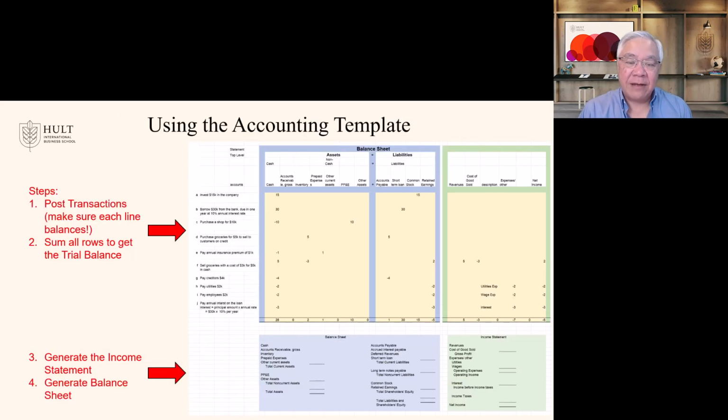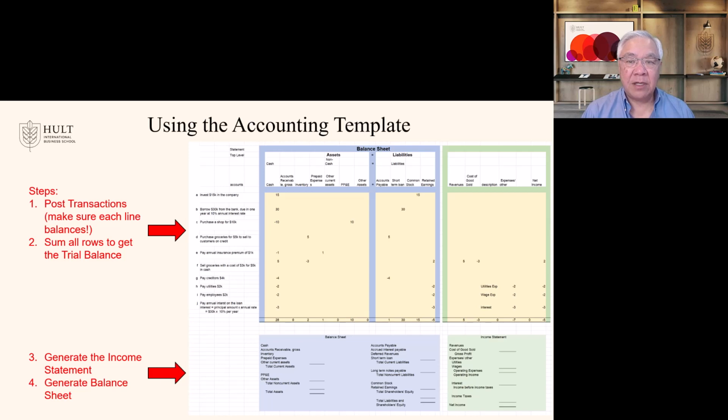If we use the accounting template, here's just a shortcut view of it. The top shows the template itself for transactions. The bottom shows the resultant financial statements of the balance sheet and income statement. And they're color-coded. So the blue section on the left side is for the balance sheet.